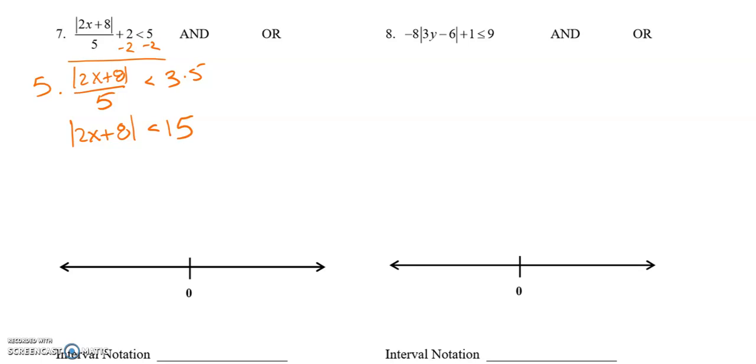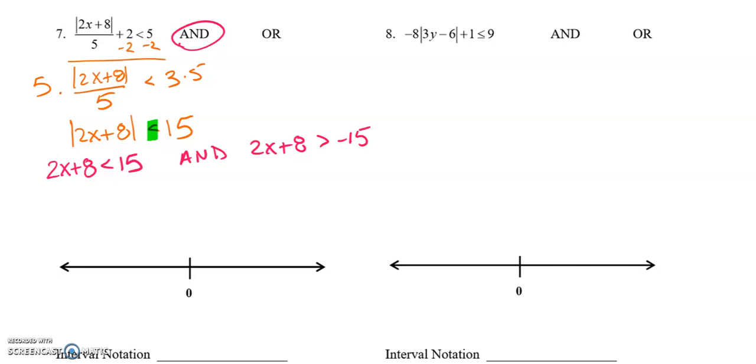Now we're ready to decide, is this an and or is this an or? This is less than, so this is an and scenario. So think your graph should be in one piece when it's done. Rewrite each piece. First one, just drop the absolute value, whoops, not equal to, just strictly less than. And then we've got a 2x plus 8 double switch greater than -15.